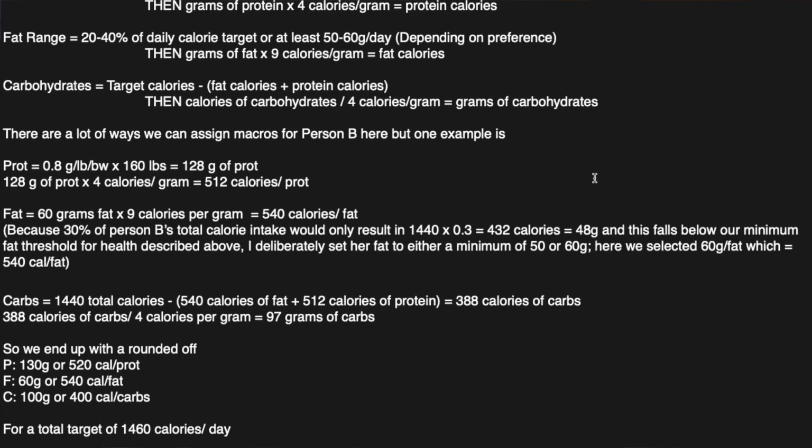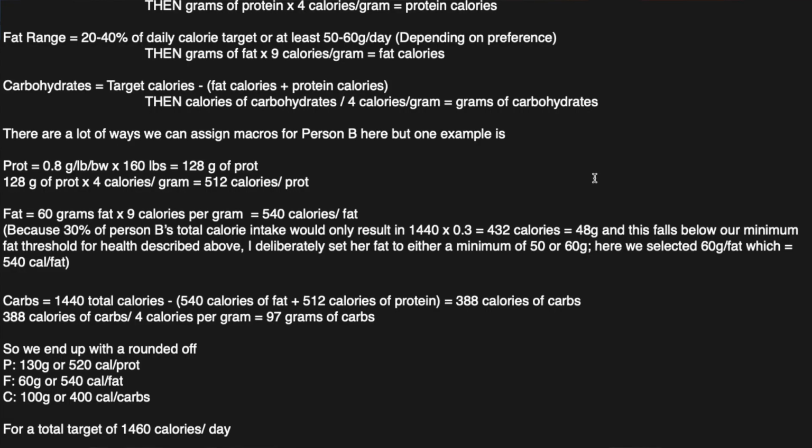So we end up with a rounded-off 130 grams of protein, rounded up from 128, or 520 calories of protein. 60 grams of fat, or 540 calories of fat, the 60 was already rounded, and 100 grams of carbohydrates, or 400 calories of carbs. I rounded up the 100 from 97. This individual's deficit was already pretty big, so we rounded up a little bit.